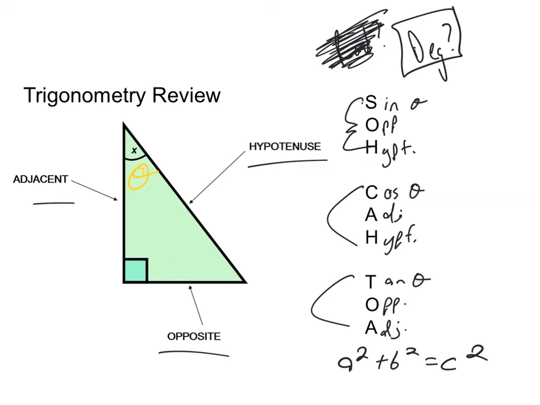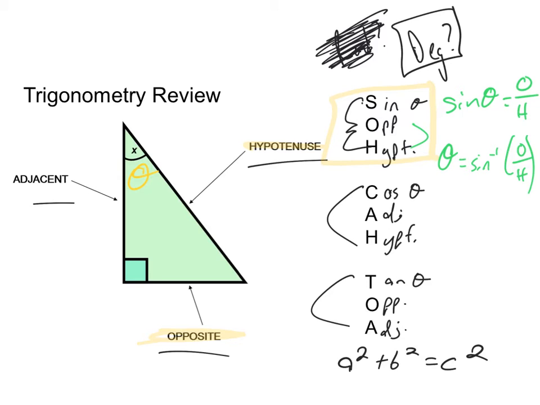So for example, if I'm looking for theta and I have hypotenuse and opposite, I go to, well, opposite is O, hypotenuse is H. I'm going to go ahead and use the sine formula. Then I know that the sine of theta equals opposite over hypotenuse. Now, if I'm looking for theta, theta is going to be the sine inverse of opposite over hypotenuse. And that's it. That is all we're doing. That is the only trig that we do in this class. So let's just do a couple examples.